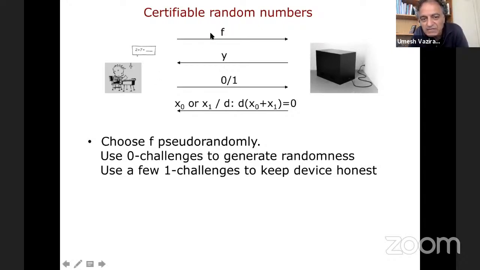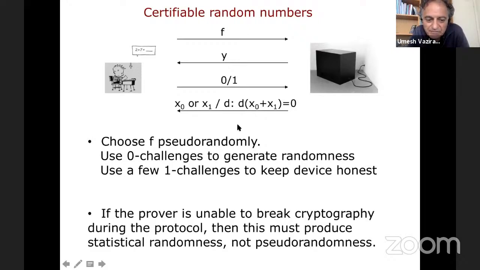So the amount of randomness we have to use up is the randomness to generate F, which is a small amount of randomness to create this F pseudo-randomly, as well as the random locations of the 1 challenges. If we keep the number of 1 challenges down to a very small number, then the amount of randomness we are generating is relatively large. The property we want is that if the prover is unable to break cryptography during the protocol, then this must produce statistical randomness.